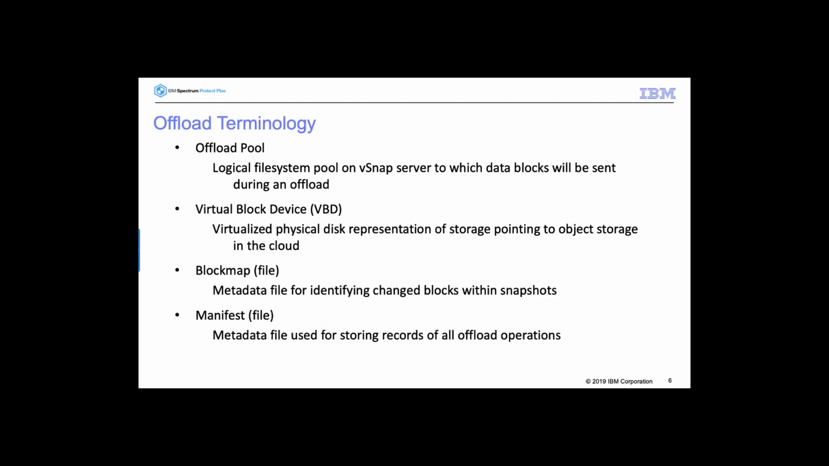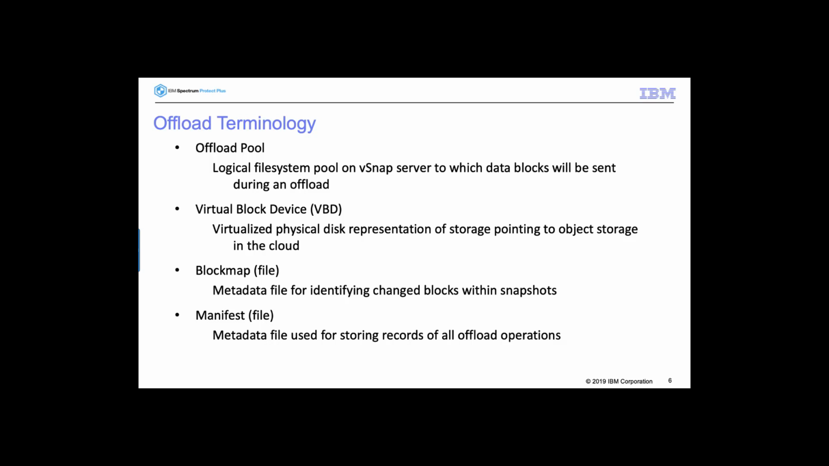So now we're going to dig into the technical details of the offload and how it works. So I'd like to start off with some terminology about the offload. We're going to use an offload pool to do the offload, which is a logical file system pool that lives on the vSnap server, to which the data blocks will be sent during an offload. And we also use a VBD, or a virtual block device, and that is going to be the virtualized physical disk representation of the storage, pointing to the object storage in the cloud.